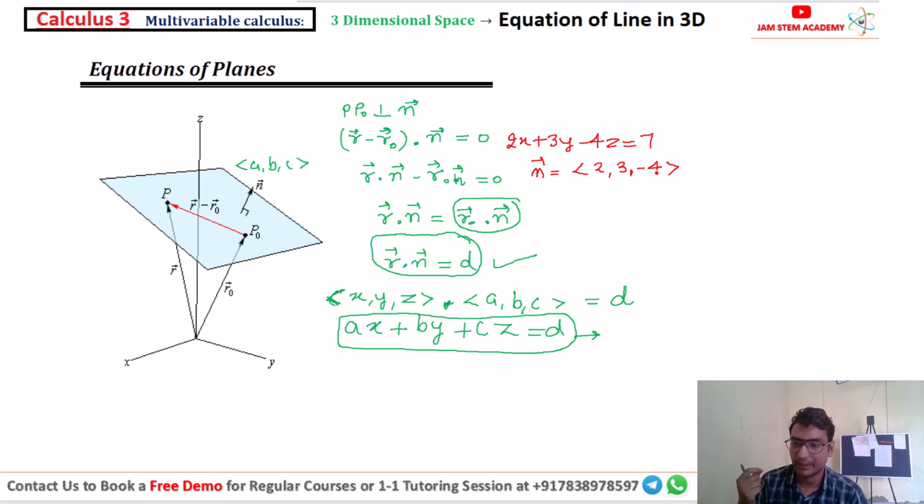For example, in the case of a line, if the equation of the line is given, we can find the direction vector, a vector parallel to the line, as well as any one point lying on that line. But for the given equation of a plane, we cannot determine a point lying on that plane. But yes, we do have the direction ratios of the normal vector.